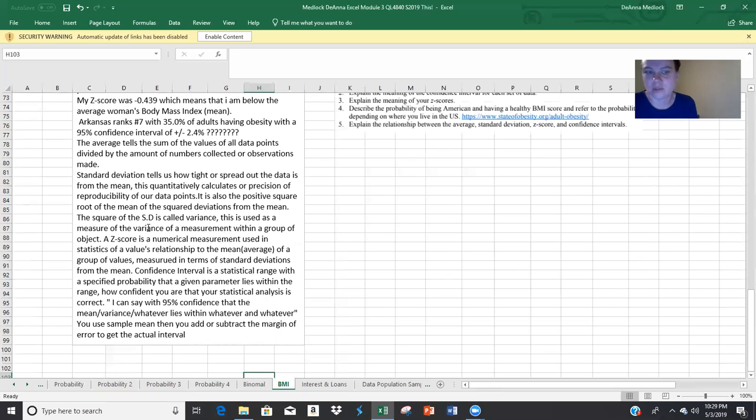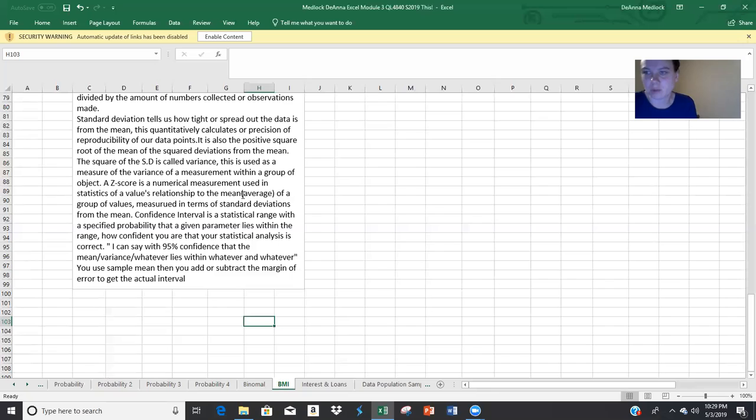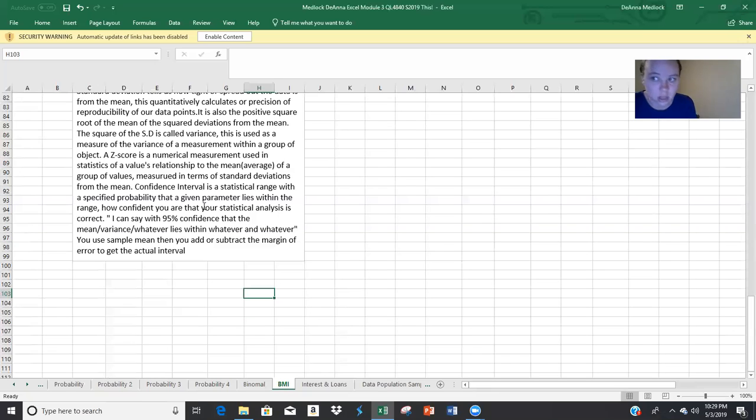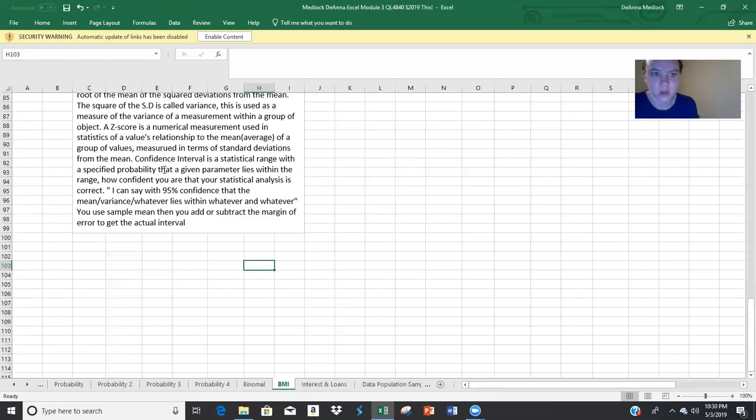The square of the standard deviation is called variance. That is used as a measure of the variance of a measurement within a group of objects. A Z-score is a numerical measurement used in statistics of a value's relationship to the average of a group of values, measured in terms of standard deviations from the mean, which is what I just showed you.